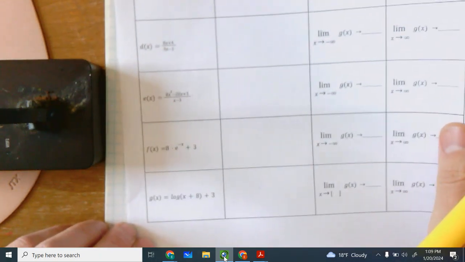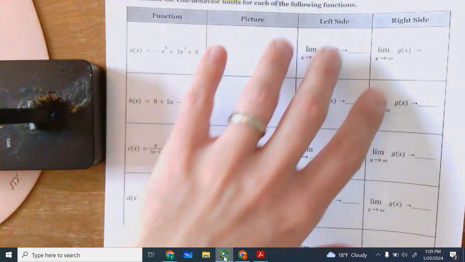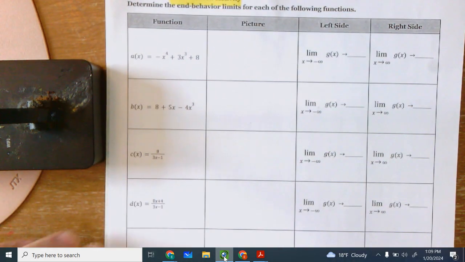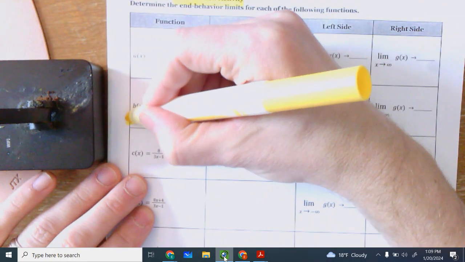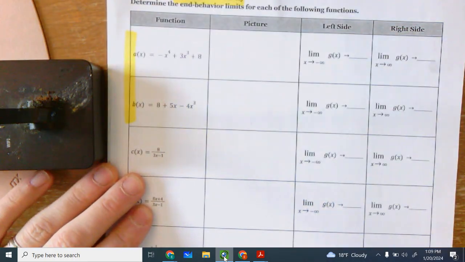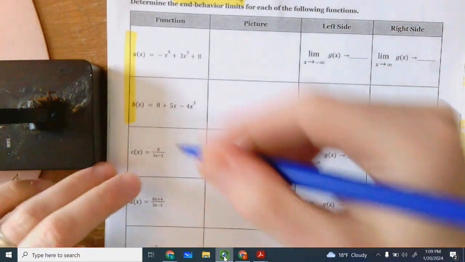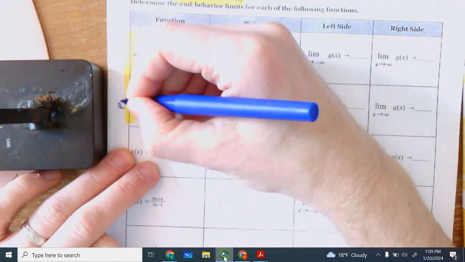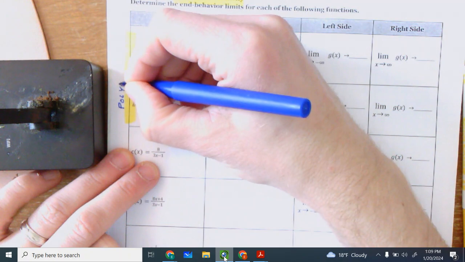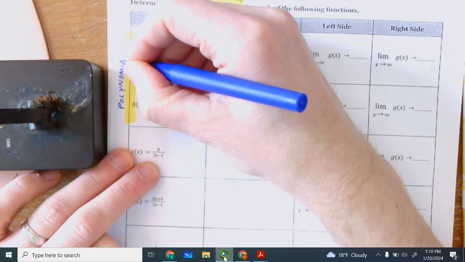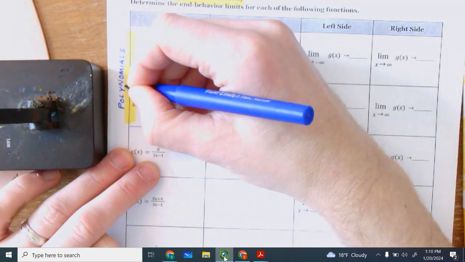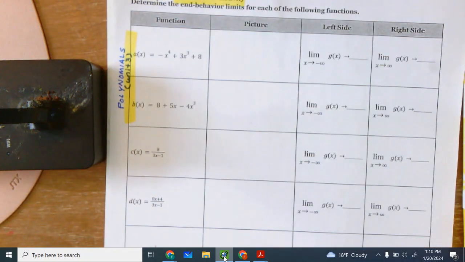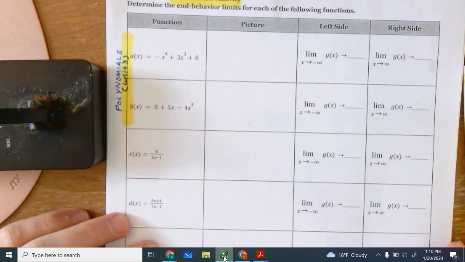There are 7 different functions here where we want to talk about the end behavior limits. And I want to organize them into groups. So the first group would be A and B. These are the same kinds of functions. Notice that these are all x to a power. That means that these are polynomials. These are what we talked about in Unit 3. So let's talk about those first.